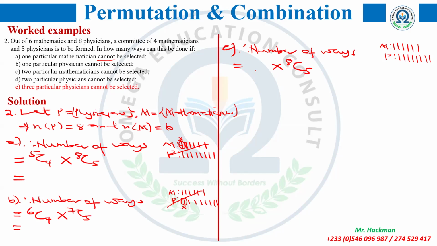Yes. But the mathematician is where the issue will come. So I am going to work on the mathematician. The condition is that 2 particular ones cannot be selected. So they are out. However, once they are out, you still need to go and select. And you can see that you still have 4 mathematicians to select. Am I right?